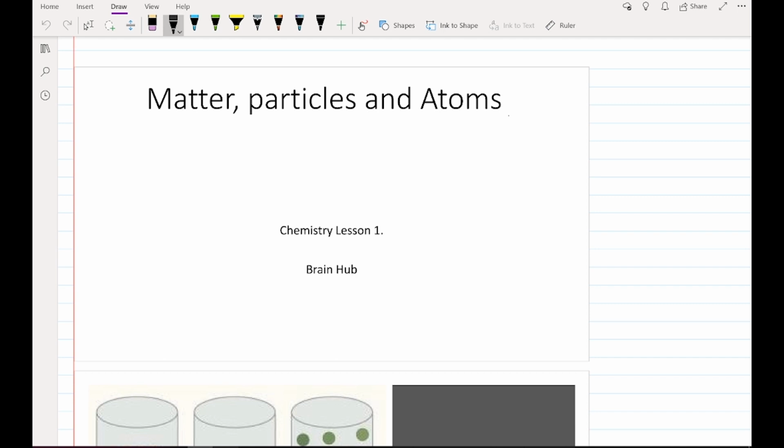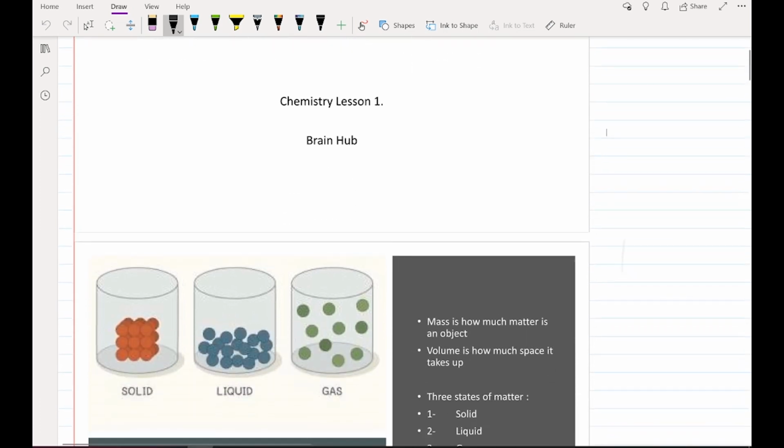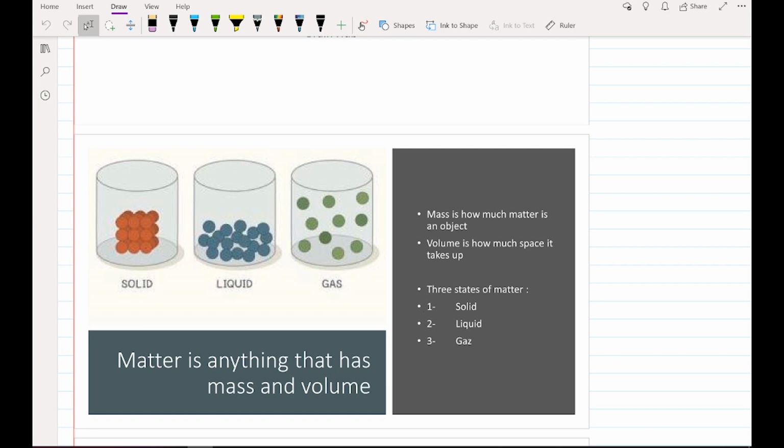But before starting with atoms, we're going to have a small introduction about matter and particles. So, matter, what is matter? Matter is anything that has mass and volume. What does mass mean and volume? Mass is how much matter is in an object and volume is how much space it takes up.